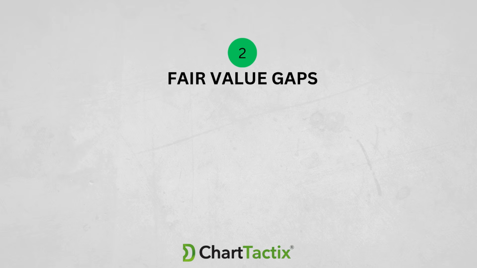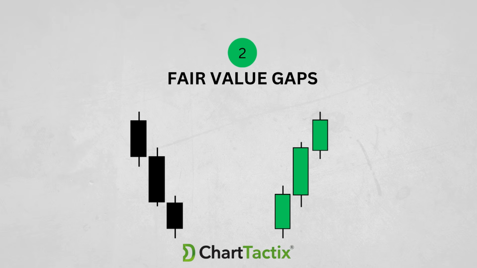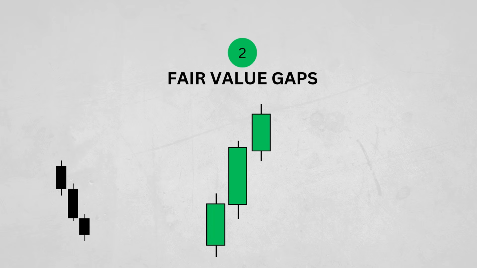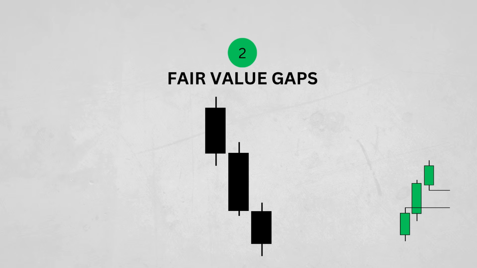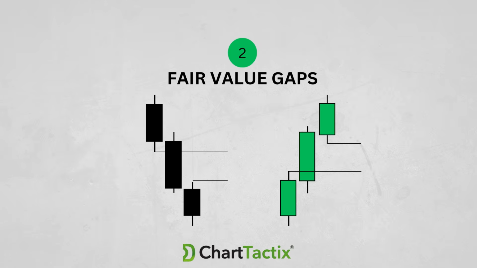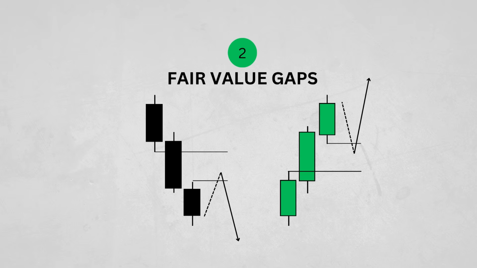Now let's talk about fair value gaps. Fair value gaps consist of three candles. In a bullish scenario, when the first candle's high does not overlap with the third candle's low, the gap left in between is known as a fair value gap. And in a bearish scenario, when the first candle's low does not overlap with the third candle's high, that gap there is also known as a fair value gap. These gaps act as magnets for price most of the time because they represent what we call an imbalance. The market always wants to fill these imbalances before continuing in its original direction.